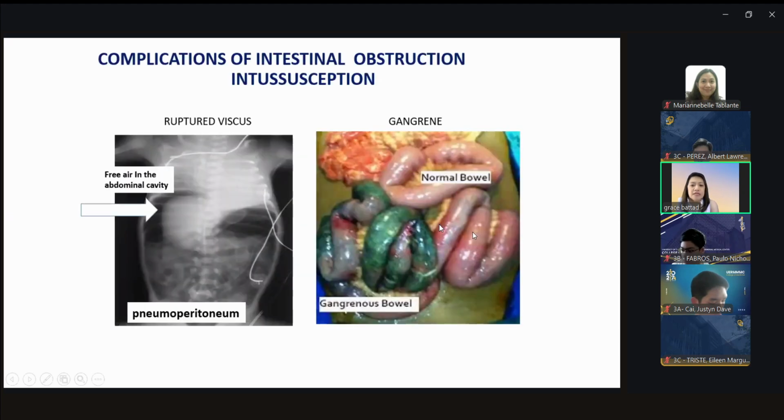Sepsis may be a secondary problem. So these are the complications of probable intussusception. So that was a clinical profile of intussusception, also often mistaken for amoebiasis.